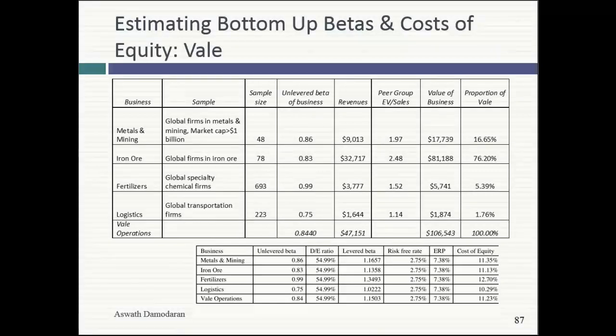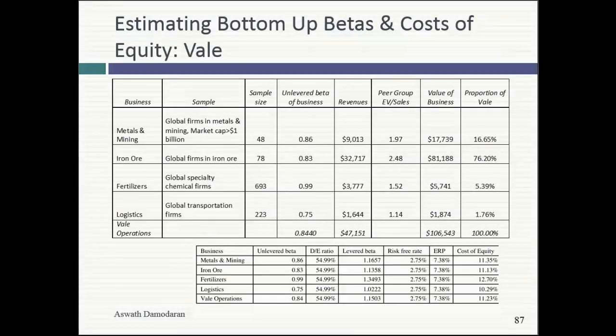Incidentally, in the case of Vale, I did everything in US dollar terms. Why? Because it's a commodity company. It's easier to do the valuation in US dollars. So the risk-free rate is the US dollar risk-free rate. The equity risk premium reflects where Vale gets its revenues. More China than Brazil in there. So there's my cost of equity by business.